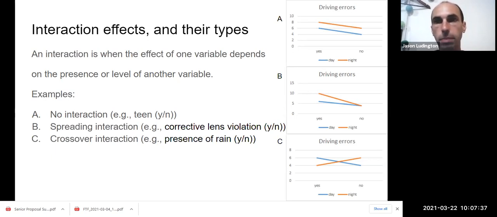All right, so if the lines are parallel, there's no interaction. If the lines are not parallel, there is an interaction. So it's really easy to see whether there's an interaction or not. Next, spreading interaction. This is where it looks like there's a greater interaction at one level than at another level. So yes, there's an interaction.